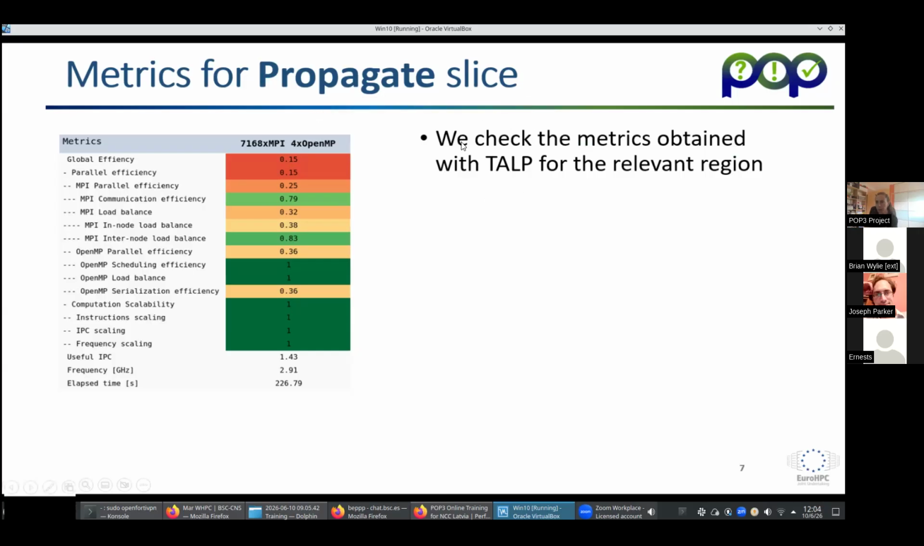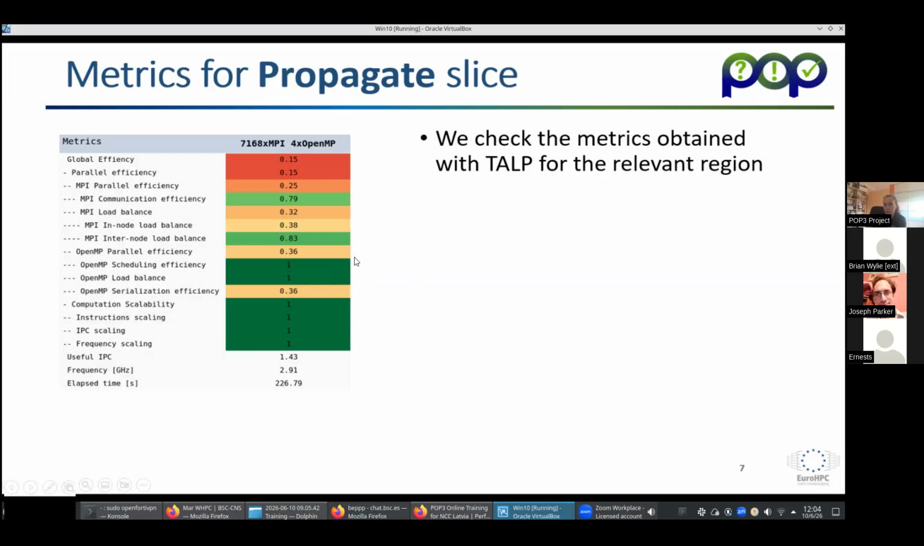So the first thing that we did was to obtain the metrics that I was explaining before, the metrics with TALP. Now you can see that before I only explained the MPI metrics, and now we also have OpenMP metrics here. And as I was saying before, we see the value of IPC, the frequency, and the elapsed time. So we also have these numbers that allow us to see if there's something that is not going completely well, or that we need to check.